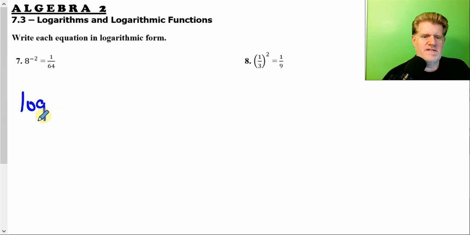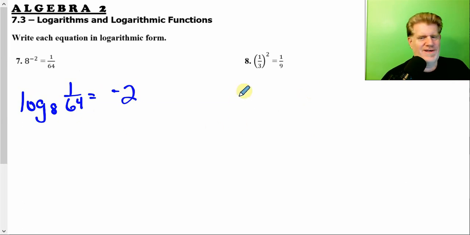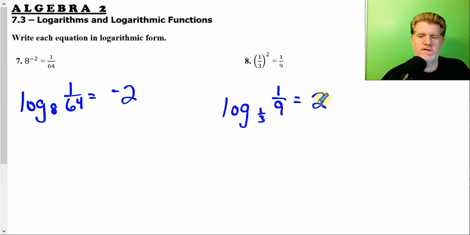Log, the base is 8. If I want to get 1 over 64, it's 8 raised to the negative 2 power. See how this works? Not so bad, huh? Their base is 1/3. If I want to get 1/9 from 1/3, I take it to the second power. 1/3 squared is 1/9. 1 times 1 is 1. 3 times 3 is 9.